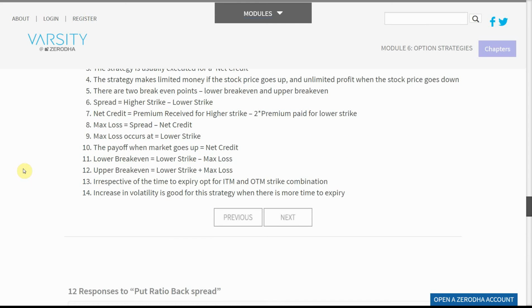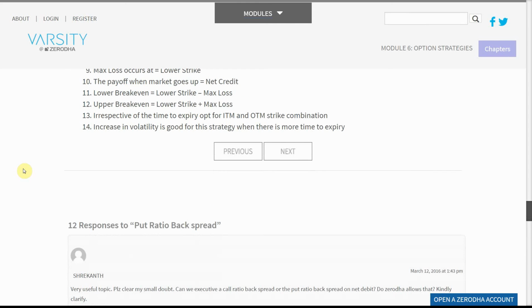Irrespective of the time to expiry, opt for ITM and OTM strike combination. Increase in volatility is good for this strategy when there is more time to expiry.